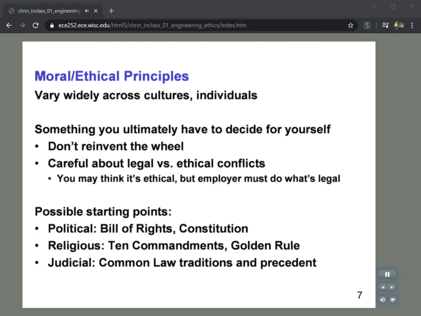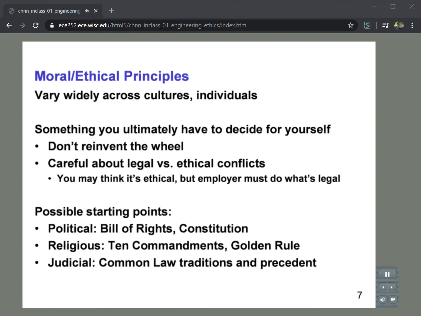Before we do that, though, let's talk a little bit about what moral and ethical principles are in general. Obviously, these are something that are going to vary widely across individuals and across cultures. And ultimately, there's something you have to decide for yourself. It's part of the process of growing up and becoming an adult, to basically look around and examine the ethical and moral principles that you've been exposed to through your childhood and decide which ones you're going to choose to apply to your own life or to try to follow in your own life.